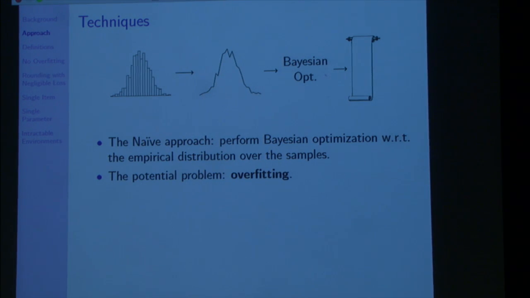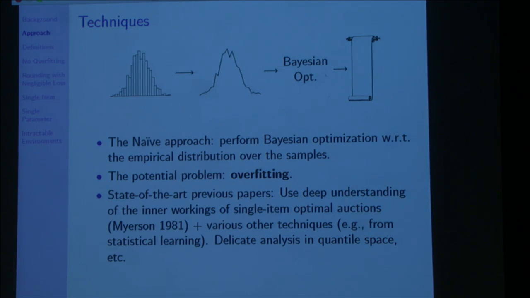So the potential problem, as with many learning scenarios, is overfitting. It may be the case that tiny learning errors in learning this reconstructed distribution make us tailor an auction to this reconstructed distribution that would lose non-negligible revenue over the original unknown distribution, the underlying distribution.